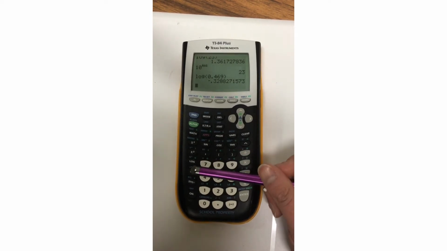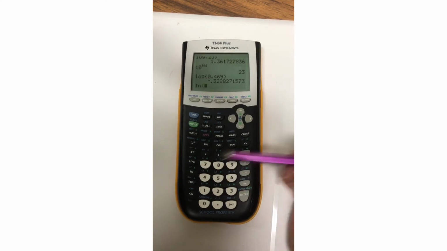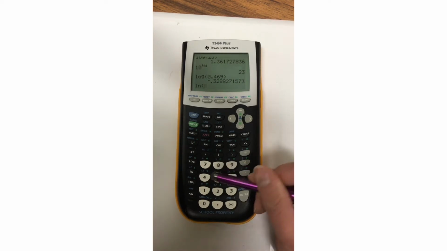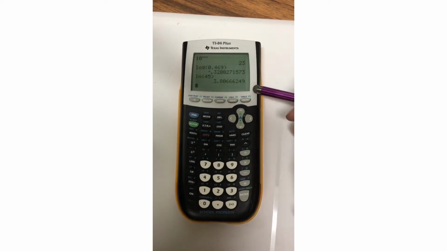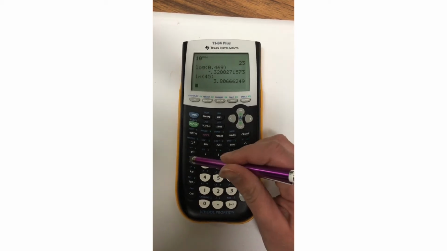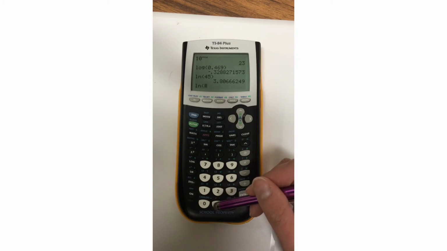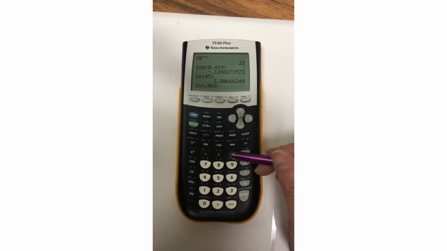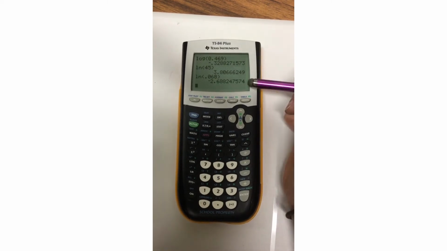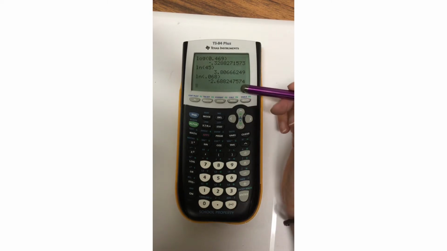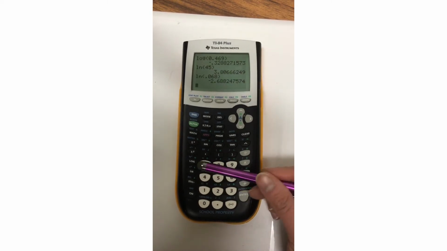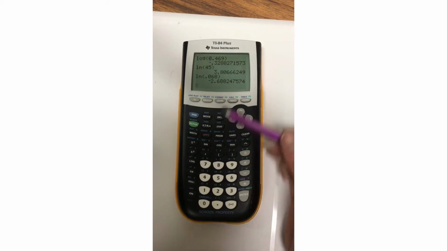Natural log is the button right below log where it says LN. That stands for natural log. So to do the first problem here, I'm going to do natural log of 45, hit enter, and I get my decimal answer. Natural log of 0.68, I'm sorry, that's 0.068, and there's my answer at negative 2.688.